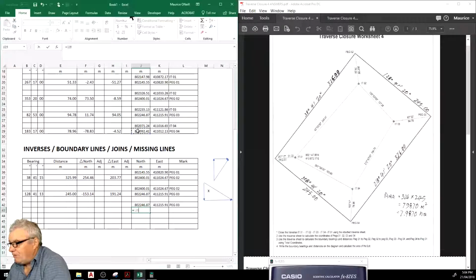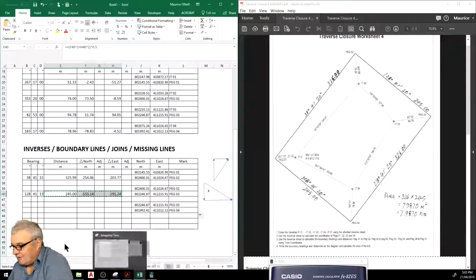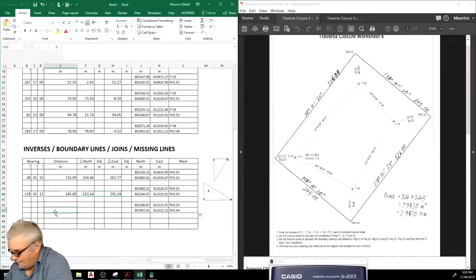So this is peg 4. That'll just truck across there. Oh, no, it won't. We'll just copy that across there like that. Okay, peg 4. Now this here, Control C. This will just copy down to here, like so. Okay, and then so what we've got to do now is do the little triangle.